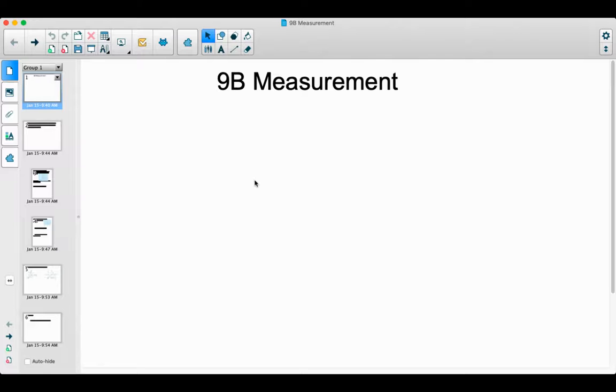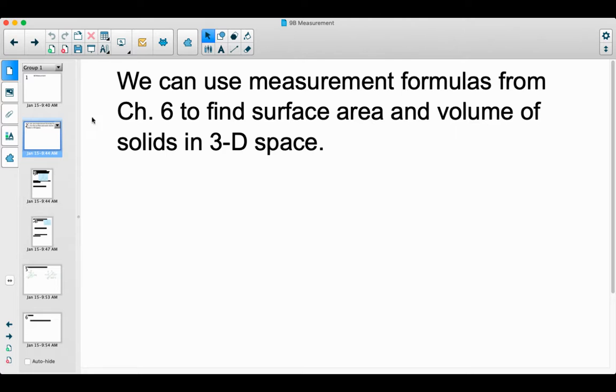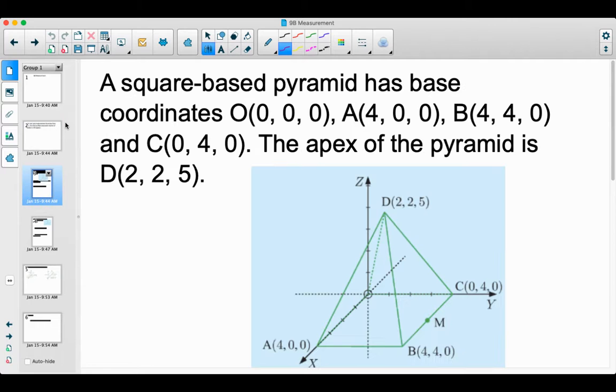Okay, so now we're going to look at measurement within space, and we are going to need to go back to our chapter 6 and remember our formulas for surface area and volume of three-dimensional images to be able to do that. So let's take a look at our first example.